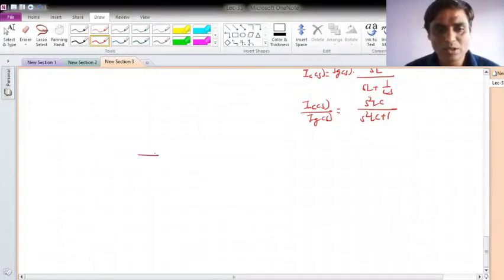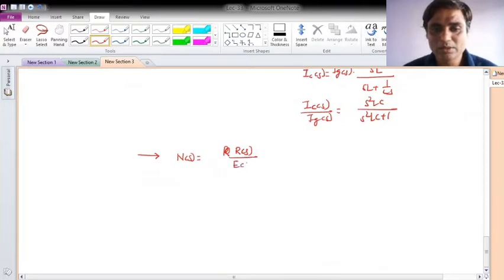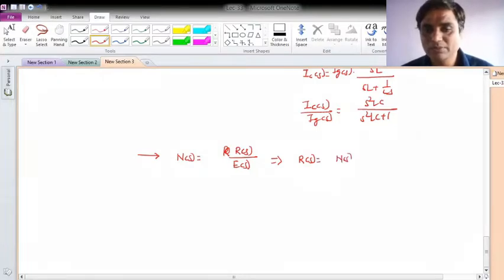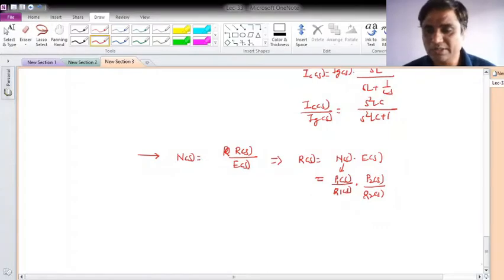So overall, the network function consists of the ratio of the response R of S over the excitation E of S, or I can write that the response equals the network function times the excitation E of S. From this network function we will get some polynomial in the numerator and some polynomial in the denominator. Similarly in E of S also I will get a polynomial in the numerator and a polynomial in the denominator, right? That is for excitation also.